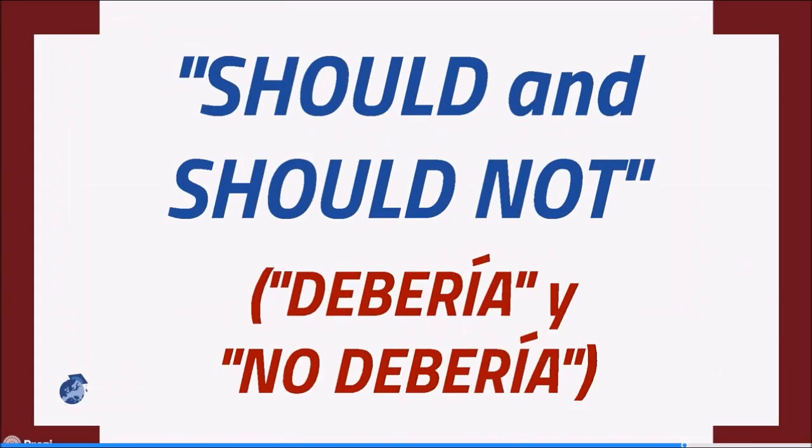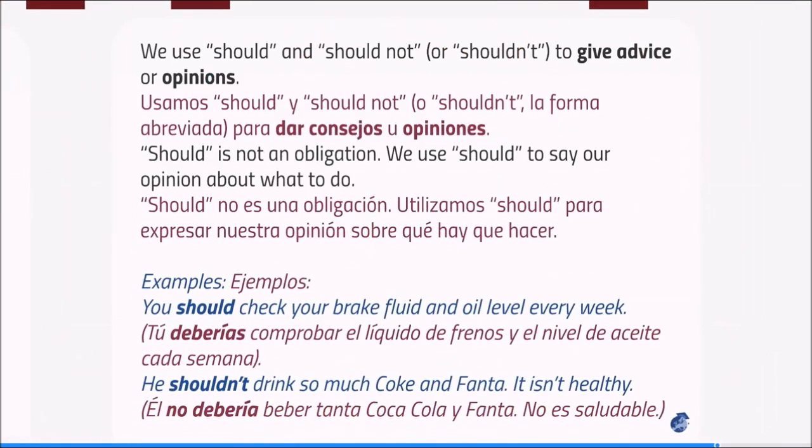Should and should not. We use should and should not or shouldn't to give advice or opinions. Should is not an obligation. We use should to say our opinion about what to do. Examples: you should check your brake fluid and oil level every week. He shouldn't drink so much Coke and Fanta. It isn't healthy.